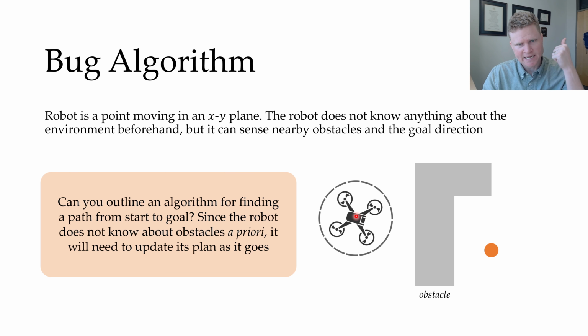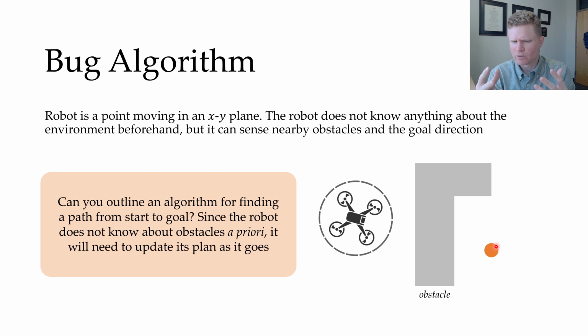The robot also knows its position and the position of the goal, and so it knows what direction it should move in order to move towards the goal. So that's our simplified setting. Again, we're moving in a plane. We've got a point. I can only see objects that are really close to that point, and I want to move towards my goal position.